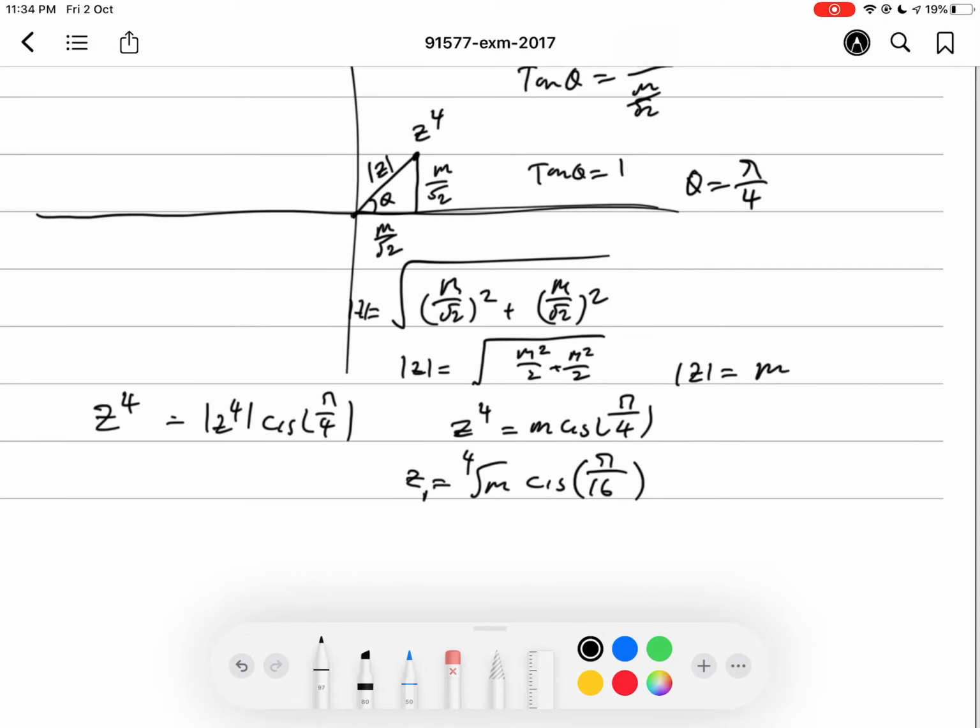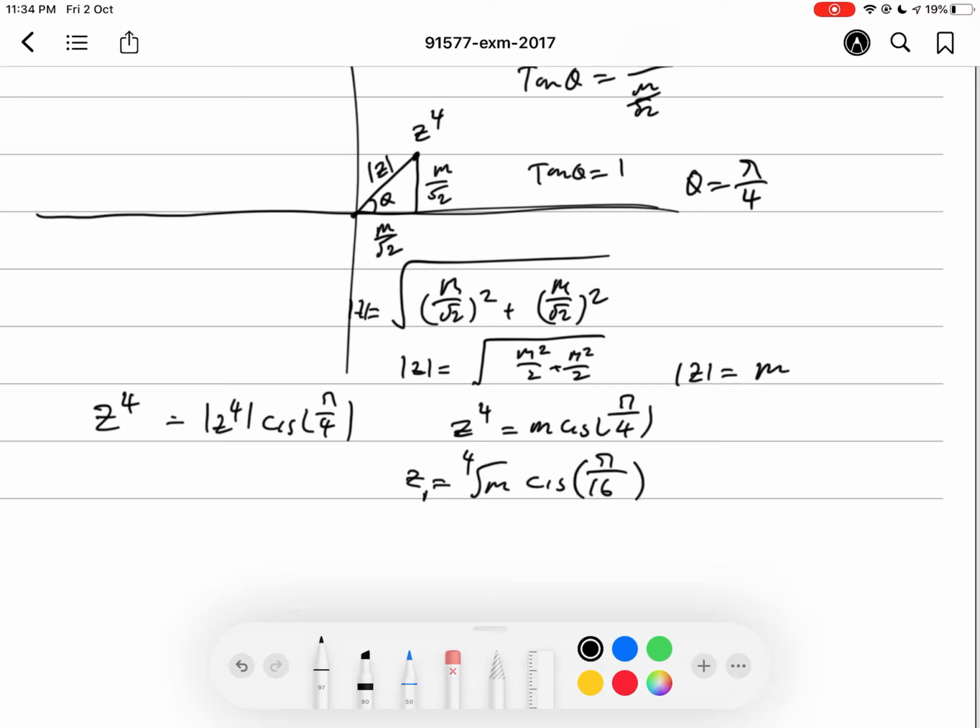Alright, since we have z to the power 4, if the power is 4, that tells us that there are 4 solutions to this equation, just 4 solutions. Therefore, for example, if it's z to the power 3, then there are 3 solutions, z to the power 5, there are 5 solutions, z to the power 6, there will be 6 solutions, etc.